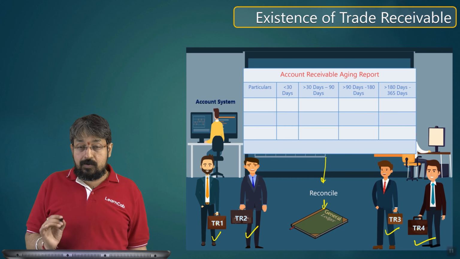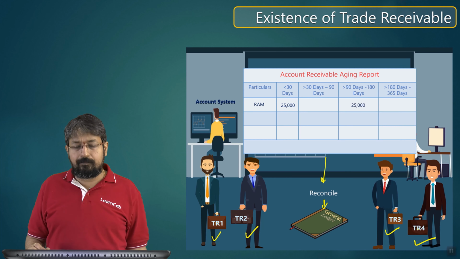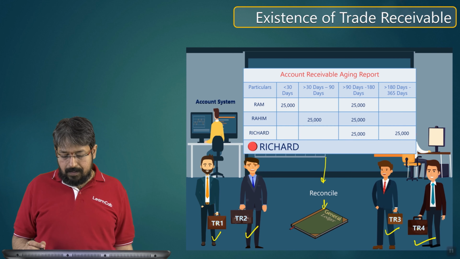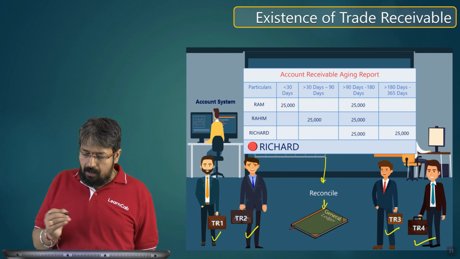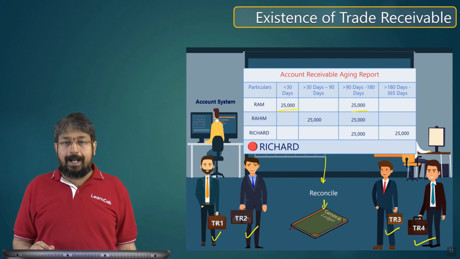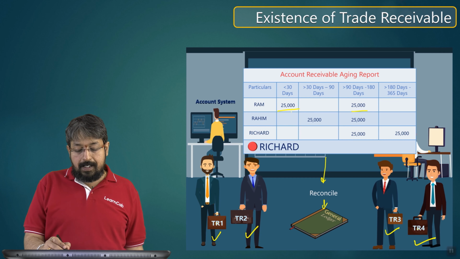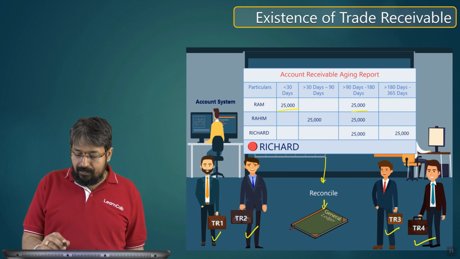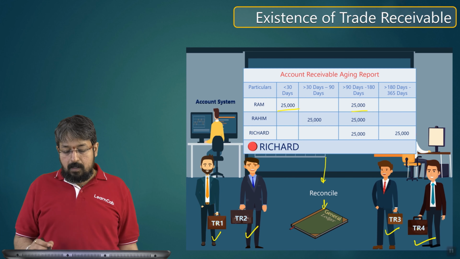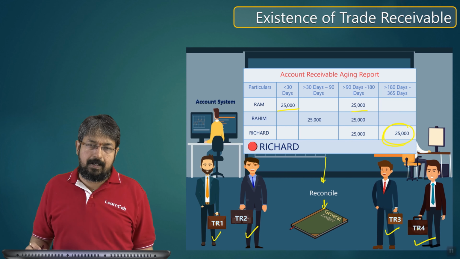And I also highlighted that there should be an aging report. Now the aging report looks like this. See, there are customers, say Ram and Rahim and Richard. If you see this, it gives you a better idea and better control over trade receivables. See, Ram's outstanding is totally 50,000. Less than 30 days, 25,000 is outstanding. Rahim, greater than 30 days and up to 90 days, and more than 90 days to 180 days. But when it comes to Richard, the amount is outstanding for more than 180 days to 365 days. That's how it is actually.